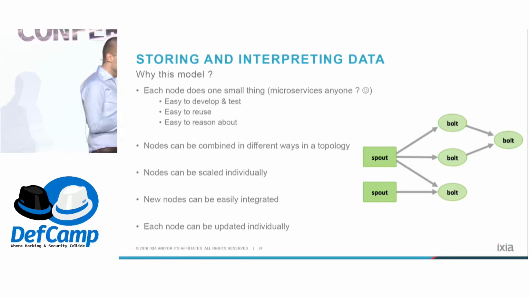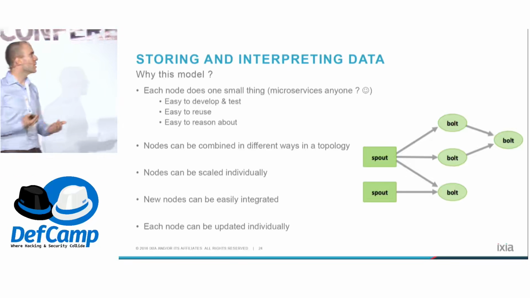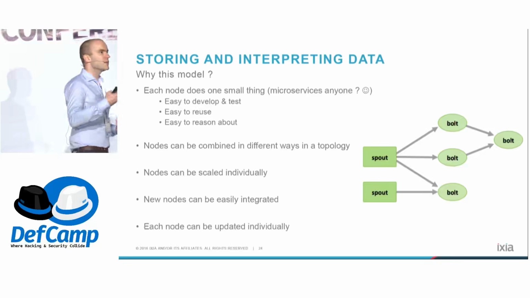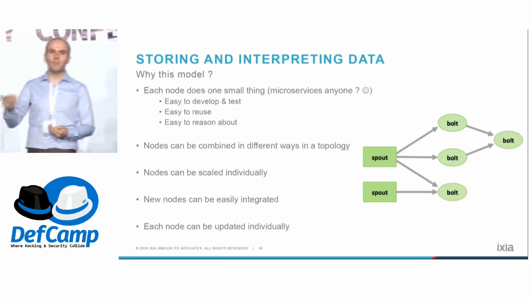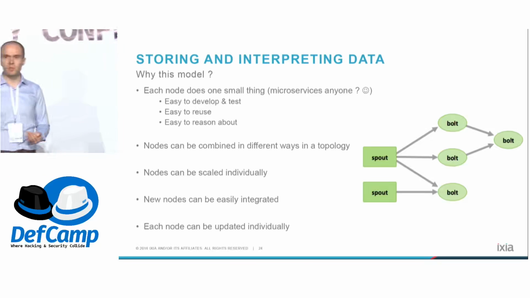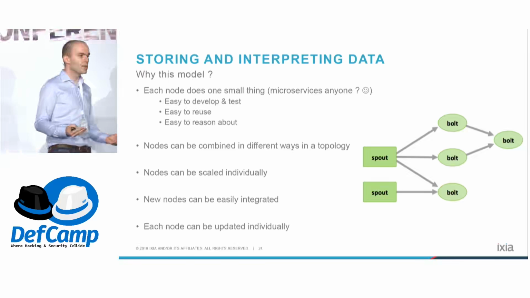One more important thing is things are separated, like in a microservices architecture. You can scale nodes individually. So if you need more processing power, for example, for AV detection or for the sandbox, you can just scale that part. You don't need to touch the other parts of the system.